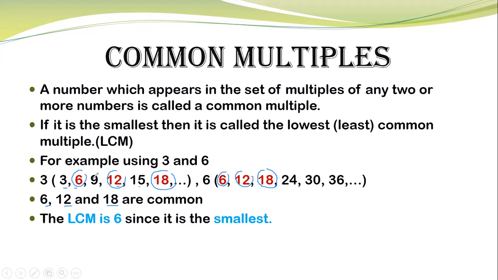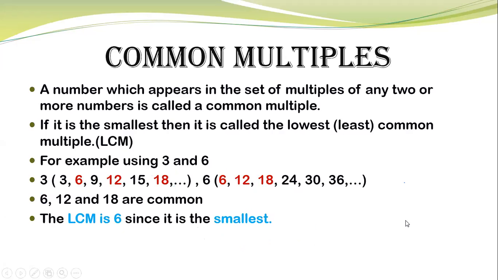Out of these, the lowest common multiple is 6, since it is the smallest of the common multiples of 3 and 6. So you can conclude that the lowest common multiple of 3 and 6 is 6. That is how we find the lowest common multiple of any two numbers.